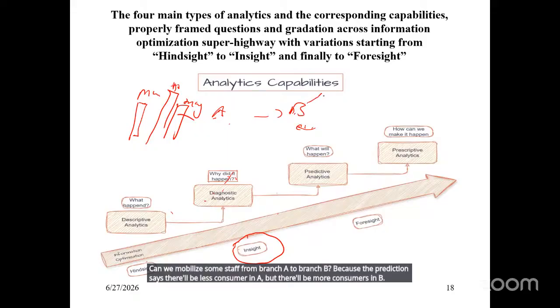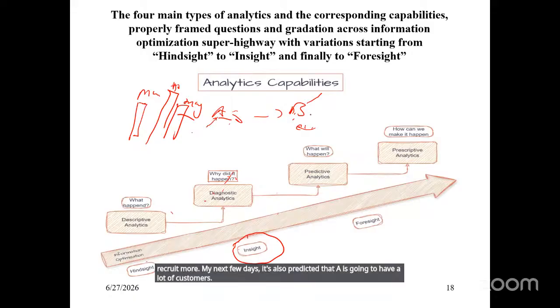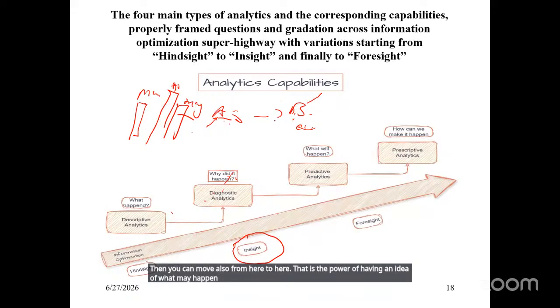You don't want your customers to be waiting too much so that they don't complain. So you move some staff here, because for now you don't have the capacity to recruit more. Move them here to this place. By next few days, it's also predicted that A is going to have a lot of customers. Then you can move also from here to here. That is the power of having an idea of what may happen in future.